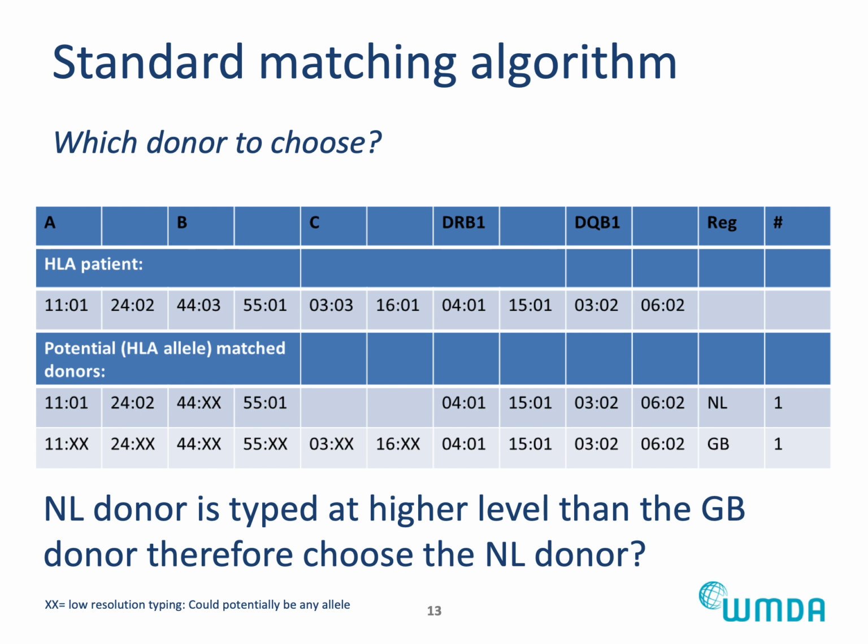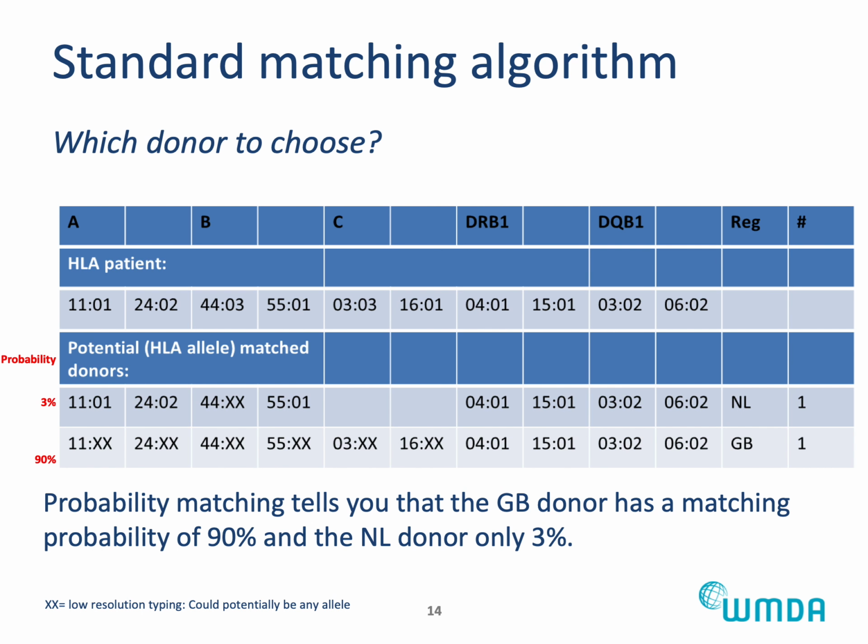Well, we can see that the NL donor is typed at a higher level than the GB donor. The XX means that the typing is performed at low resolution. It means that it can be any variant. For example, A11XX from the GB donor can be an A1101 or an A1102 or an A1103, etc. And you will only know if this is an A1101 like the patient has once you've typed the donor at high resolution. Now the NL donor is typed at a higher level than the GB donor. Should you therefore choose the NL donor?